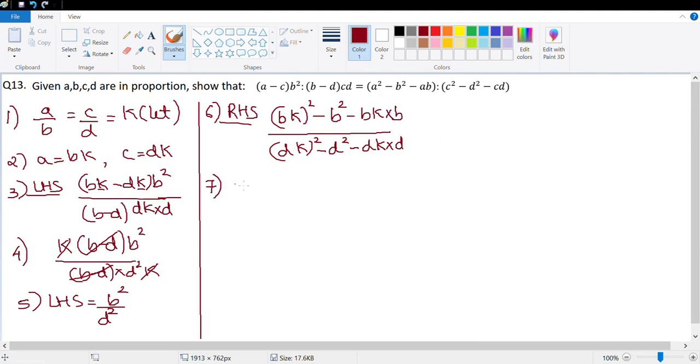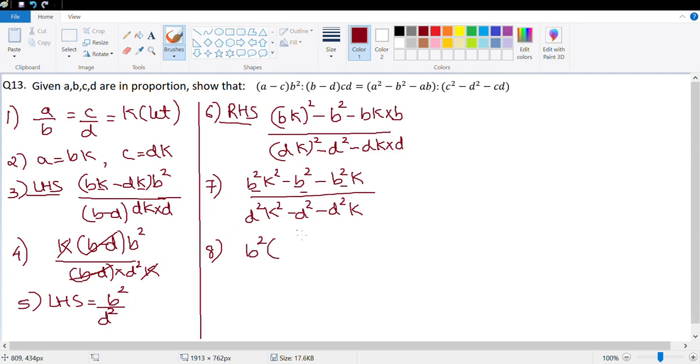That gives us B square K square minus B square minus B square K. In the denominator, I have D square K square minus D square minus D square K. I notice B square is common in all elements in the numerator, so I take B square common. What I get is K square minus 1 minus K. In the denominator, I have D square common in all three terms. So if I take D square common, what remains is K square minus 1 minus K.